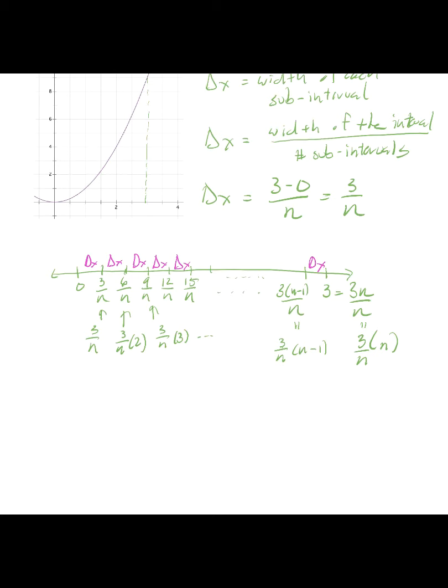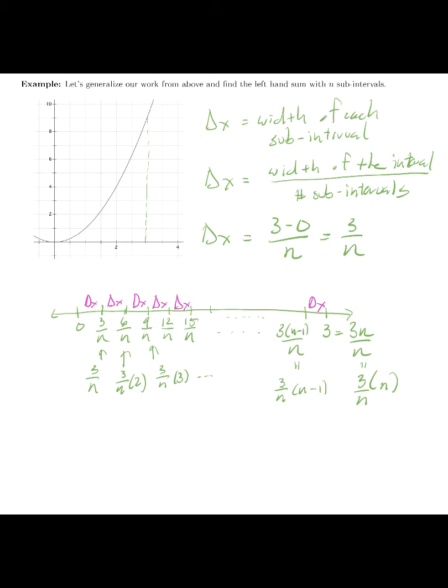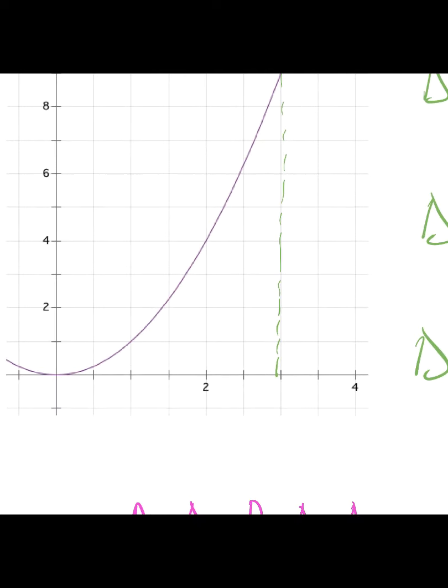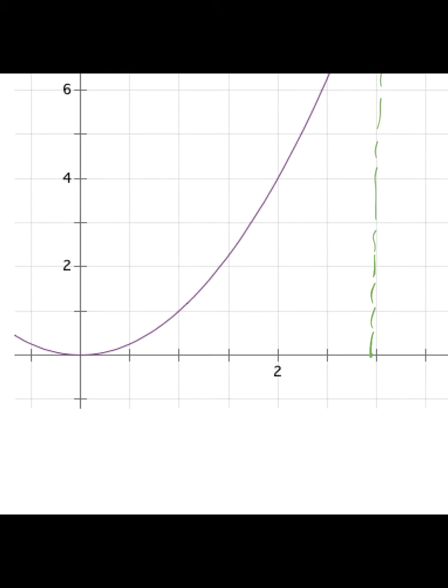Okay, so now we want to have the left-hand sum. So now I'm going to come back up here and I'm going to put some of these in here on the x-axis so we can see what's happening. I'm going to blow up these intervals so that we can see. Here's 0. Let's say this is 3 over n. And then we moved to 6 over n. And then 9 over n. 12 over n, etc. And eventually we got down here to n minus 1.